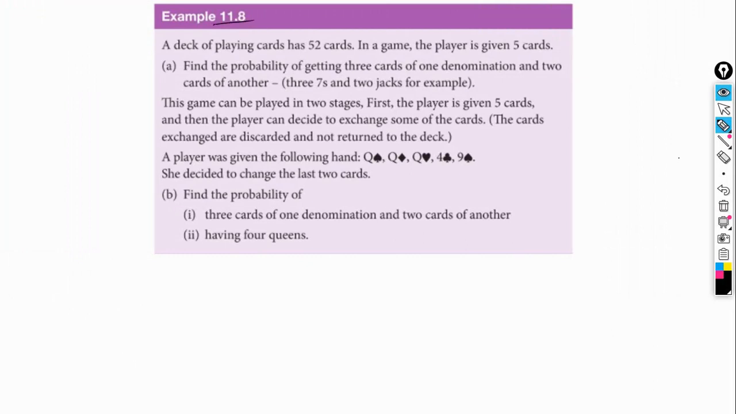So next we're going to focus on example 11.8. And it says, a deck of playing cards has 52 cards. In a game, the player is given 5 cards. So notice that that right there is the sample space for this problem, right? Which would be all the possible outcomes of picking 5 cards from a group of 52. So that's 52 in combination with 5. It says for part A, find the probability of getting 3 cards of one denomination and 2 cards of another, like 3 sevens and 2 jacks, for example.